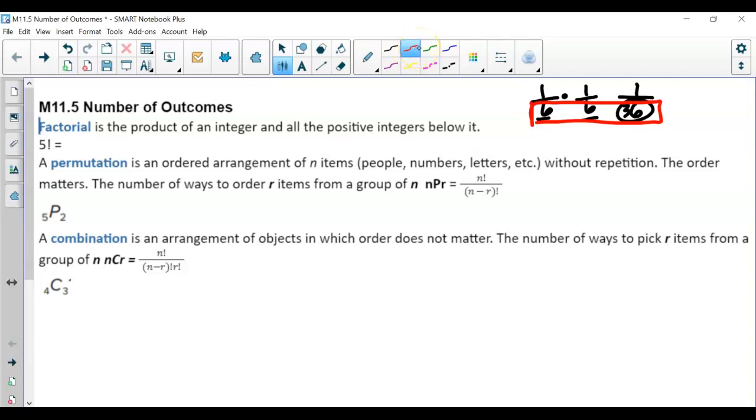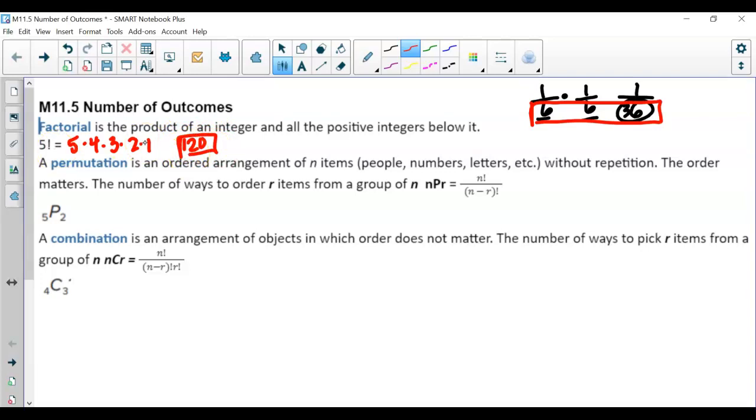So factorial is shown with this 5 and exclamation point. This just represents taking that number and the product of all the values below it. So 5 factorial would be 5 times 4 times 3 times 2 times 1, which is 120. So 5 factorial is this here.